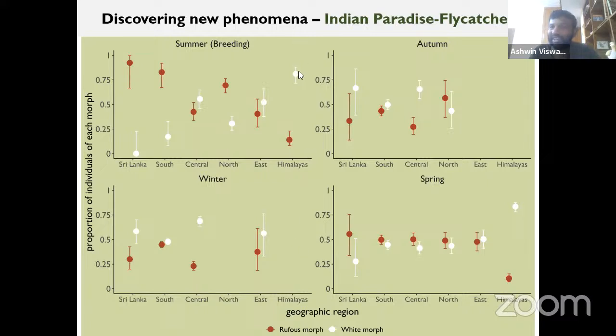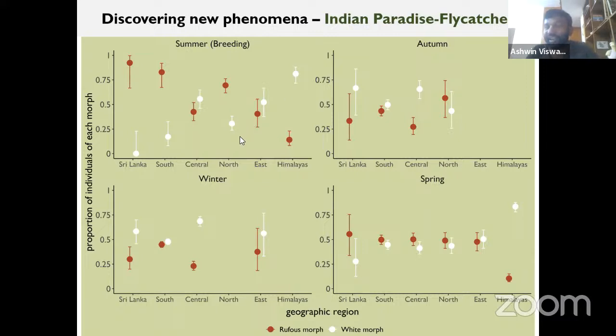Now, what are you seeing in the Himalayas? In the Himalayas, we're seeing the opposite. In summer, almost all the birds are white morph, and rufous morph is very uncommon. In winter, there are no paradise flycatchers in the Himalayas at all. So it's empty. Right? In the eastern parts of the country, which is actually West Bengal, Orissa, those areas, it's almost equal in both summer and winter. In central India, it's equal in summer. So as you go from south towards the north, the likelihood of the rufous morph reduces. You see, rufous comes down, white goes up.